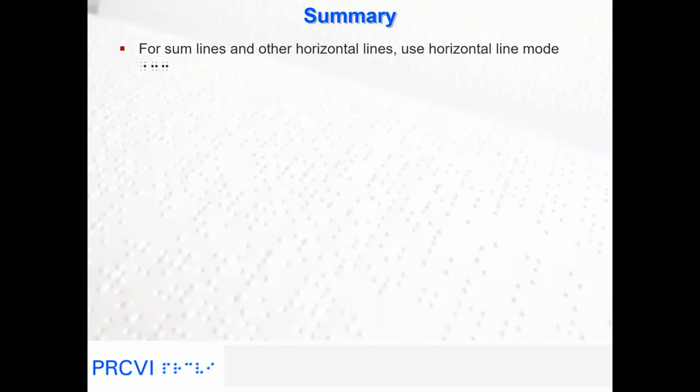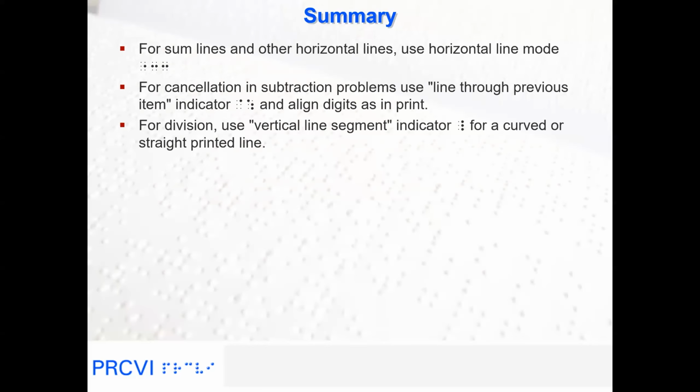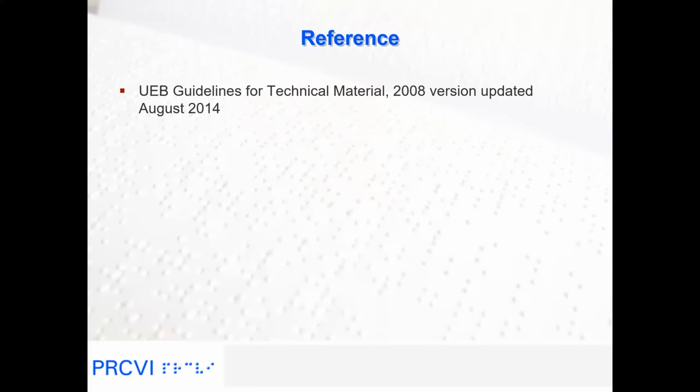For some lines and other horizontal lines, use horizontal line mode. For cancellation in a subtraction problem, use the line-through previous item indicator and align digits as in print. For division, use the vertical line segment indicator for a curved or straight printed line. Place identifiers on the Braille line where calculation begins. The UEB guidelines for technical material were used for making this webinar.